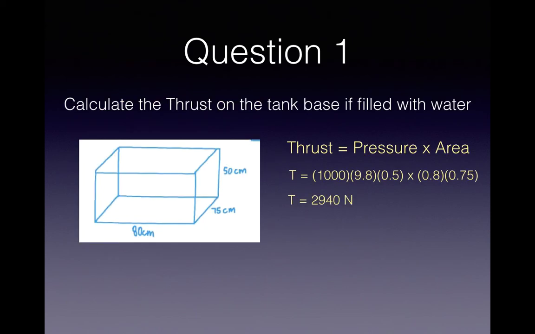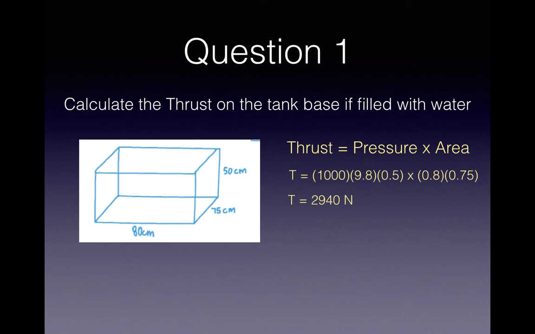So we'll start off really straightforwardly. It says calculate the thrust on the tank base if filled with water. So first off, we need to get the pressure. The pressure is rho g h. The density of water is 1000. g is 9.8. And the centre of gravity of the base is right at the bottom of the tank. So it's 50 centimetres down, so it's 0.5. So that's where we get the 1000 by 9.8 by 0.5.